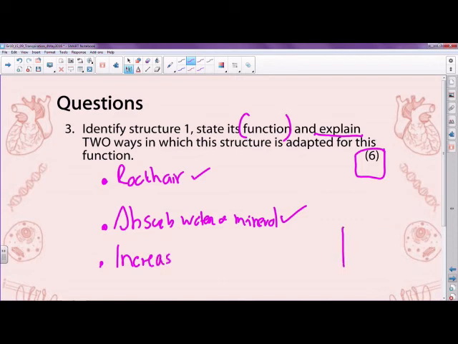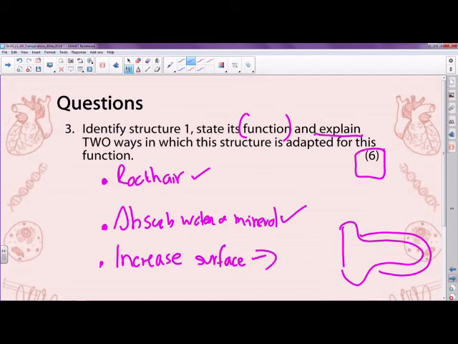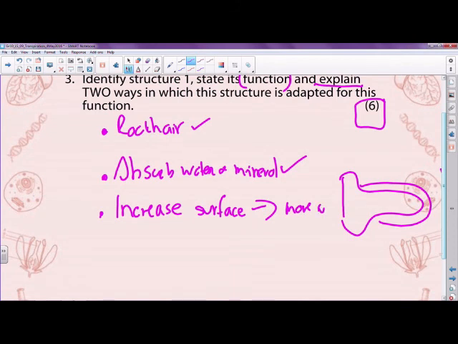Look at the root hair. As soon as I put that at the end, look at all that area over there, I can absorb more water. So I increase surface area. The more surface area I have, the more water I can absorb. What is its function? Absorb water. So it's made so that it can absorb as much water as possible.